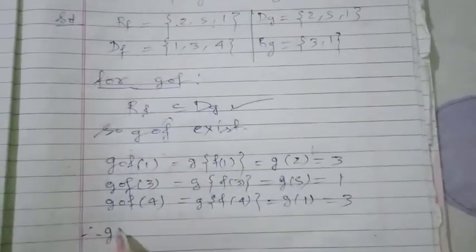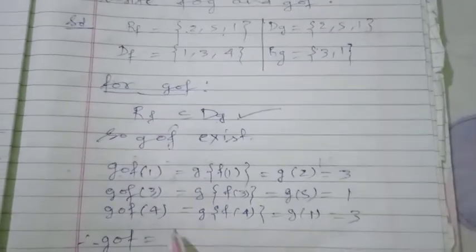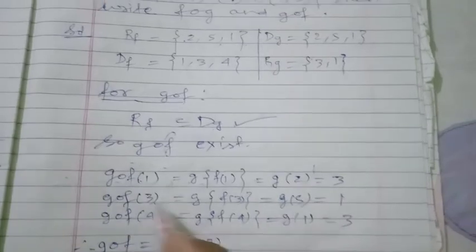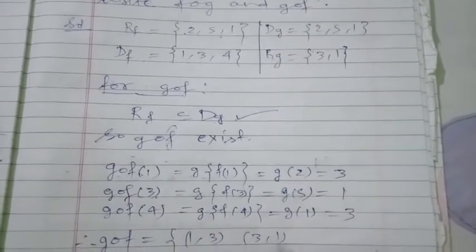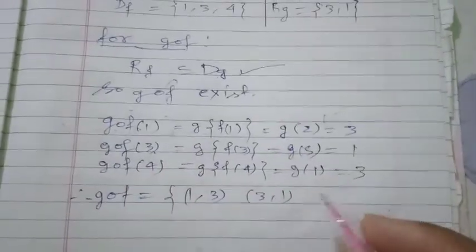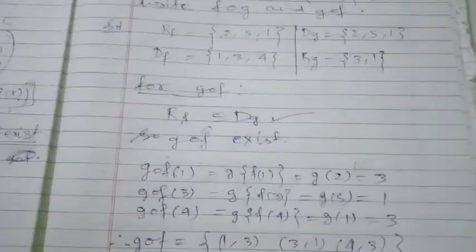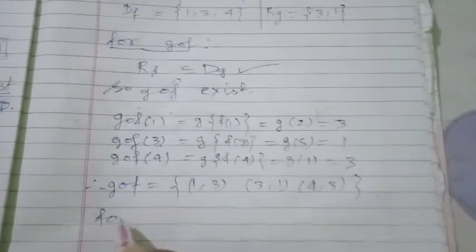So how will we write it in roster form? g∘f: 1 is linked with 3, so (1, 3), 3 is linked with 1, so (3, 1), and 4 is linked with 3, so (4, 3). This is g∘f function.